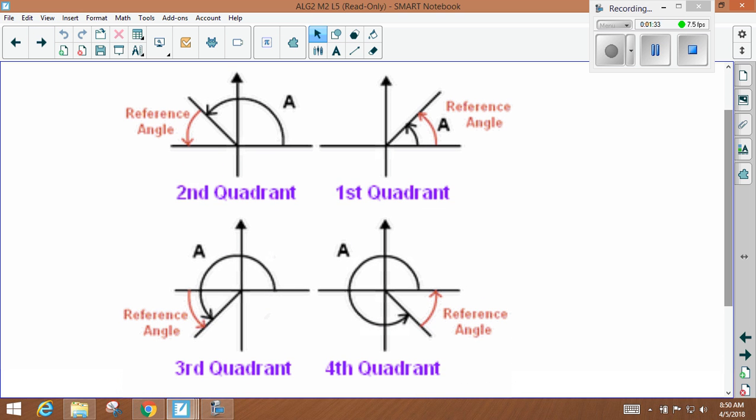This is a picture. Don't write it down. We're moving on. It tells you about reference angles. We're going to actually just use it. It'll make more sense than this picture when we do it.